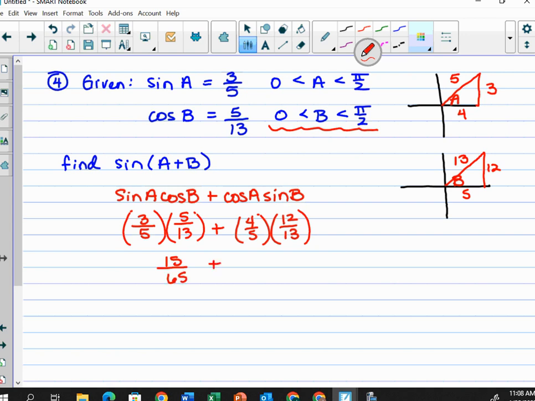65. You need the common denominator here. Normally I would say simplify first, not today. What is 4 times 12? 48 over 65. If you get to this point and your denominators don't match, you probably messed up somewhere, because they should have the same denominator. Now I can just add: what is 15 plus 48? 63 over 65 is your answer. Not that bad, right? Looks scarier than it is.